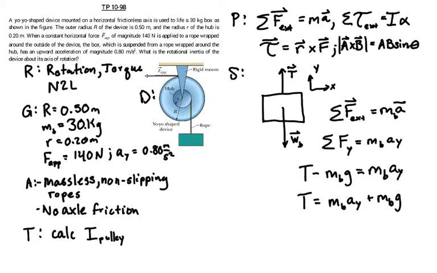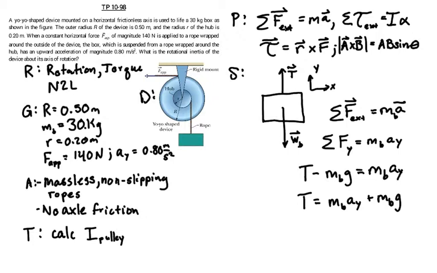Alright, so according to my coordinate axes, anything pointing up is going to be positive, anything pointing down is going to be negative. So we can see right off the bat that we only have forces acting in the y direction. So I'm going to go straight to doing a Newton's second law in that direction. So I have the sum of our external forces in the y direction is equal to the mass of the block times the acceleration of our block in the y direction.